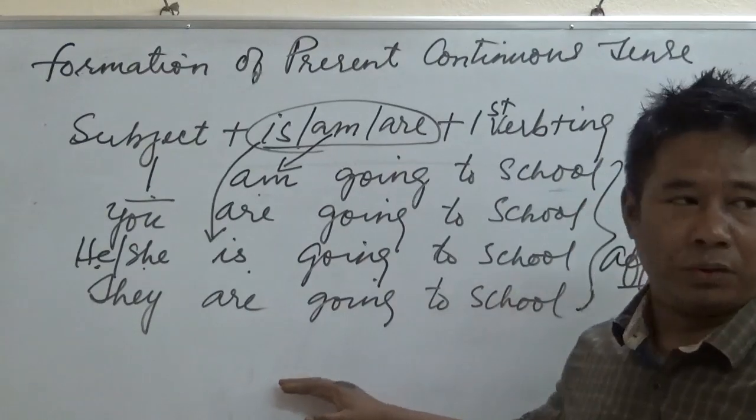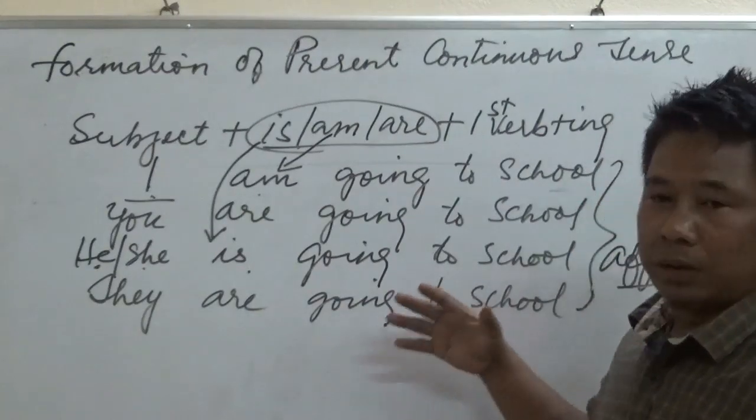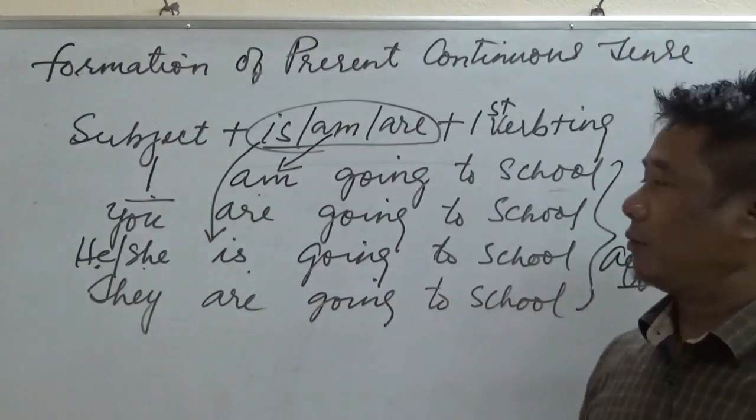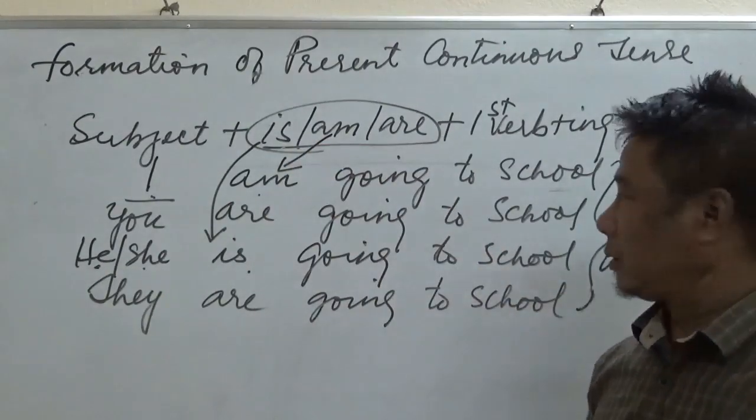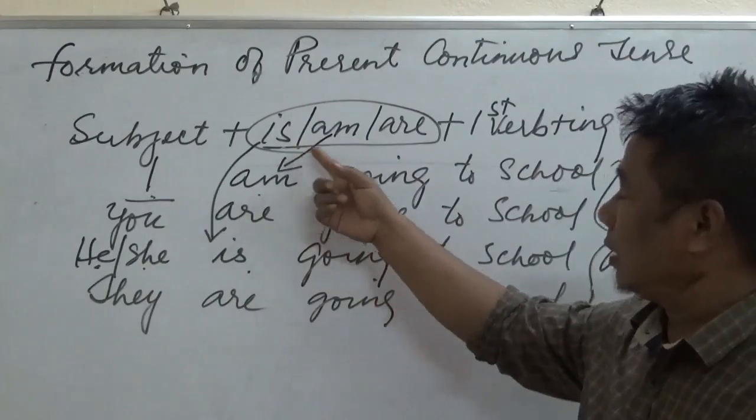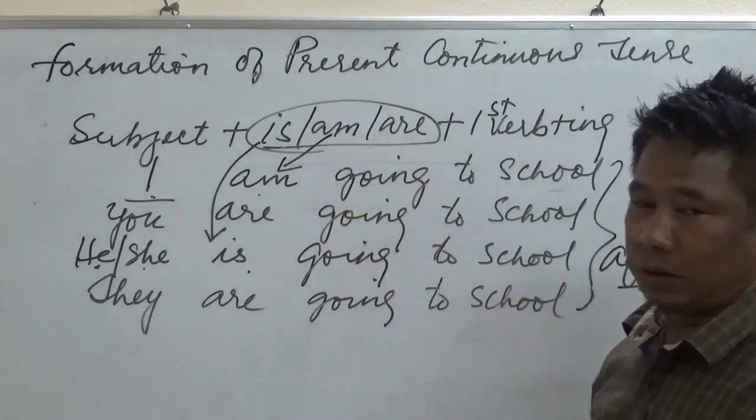Unlike simple tense, here we don't have to think about the other auxiliary verbs, since is, am and are are used as auxiliary verbs. We just have to add not after the auxiliary verb to make a negative sentence.